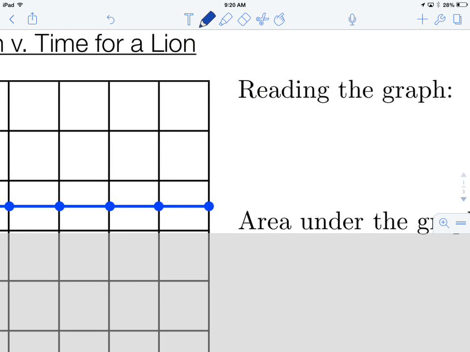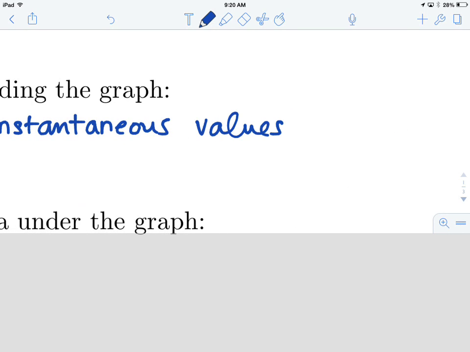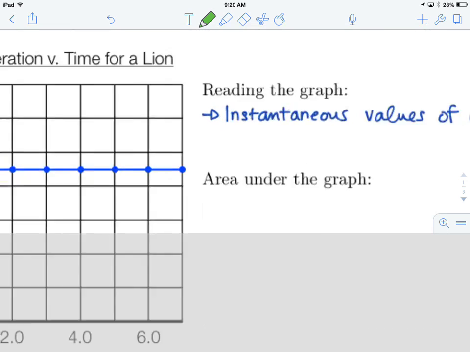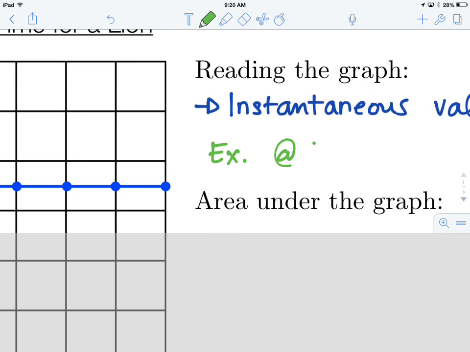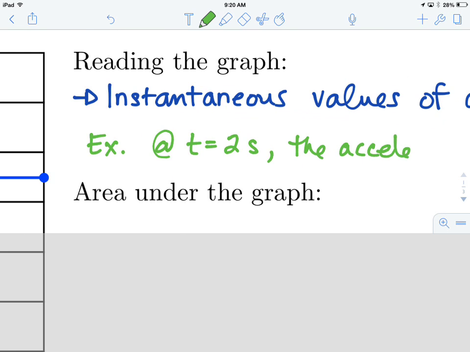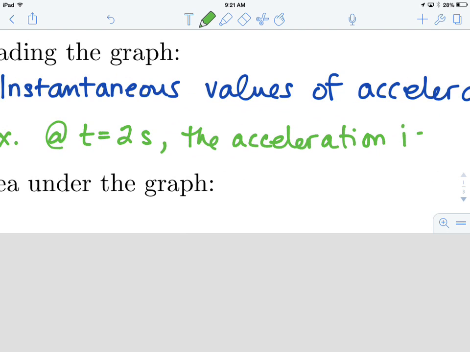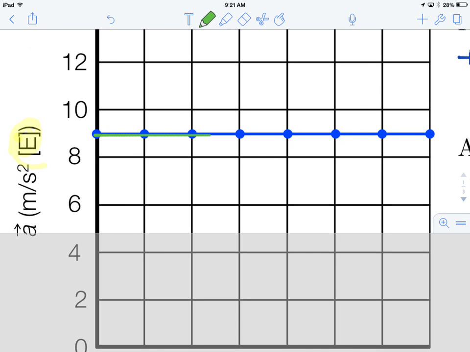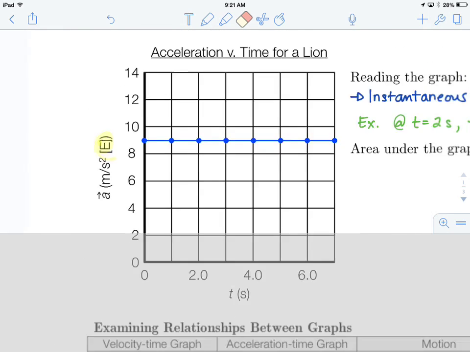And so if I read the graph, I get instantaneous values of acceleration. And as an example of this, I could say at t equals 2 seconds, the acceleration is 9 meters per second squared East. Of course, this is pretty straightforward because if I look anywhere along this line, the value is 9 meters per second east because it's constant acceleration.